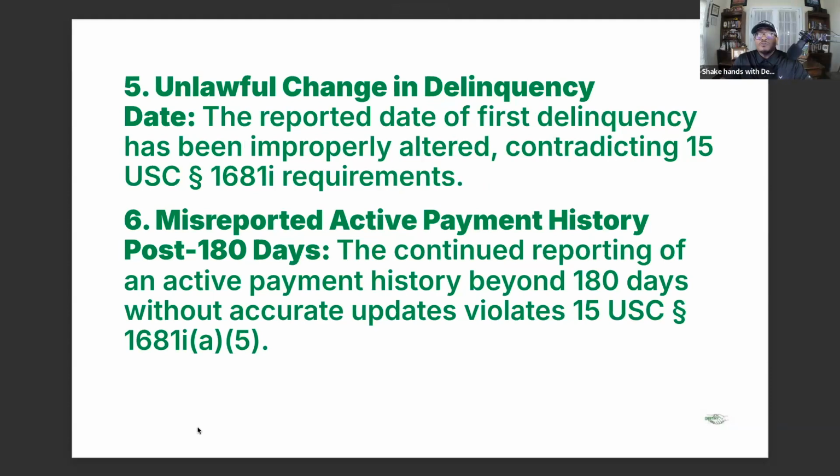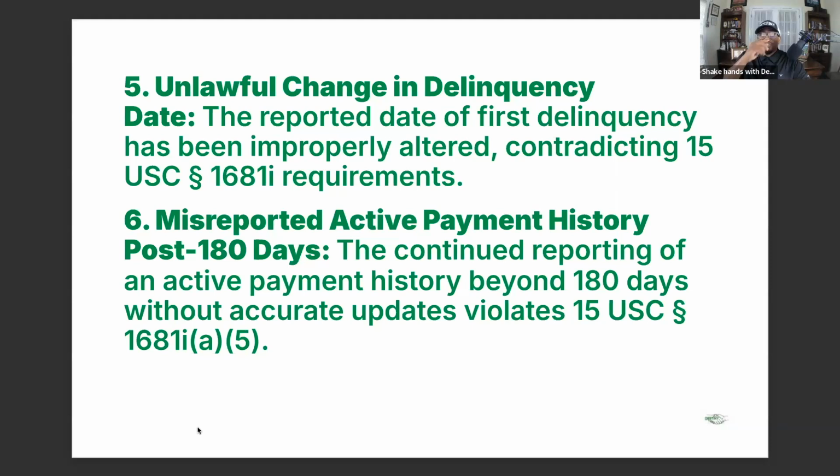Unlawful change of delinquency date. You see this a lot. The reported date of first delinquency has been improperly altered, contradicting again 15 USC 1681. I'm going to show you later where some reports won't even show a first delinquency date. Okay. Or the first delinquency date has been changed. What is the first delinquency? What that simply means is that is the first time when you were actually delinquent before it came current again. Let me explain.